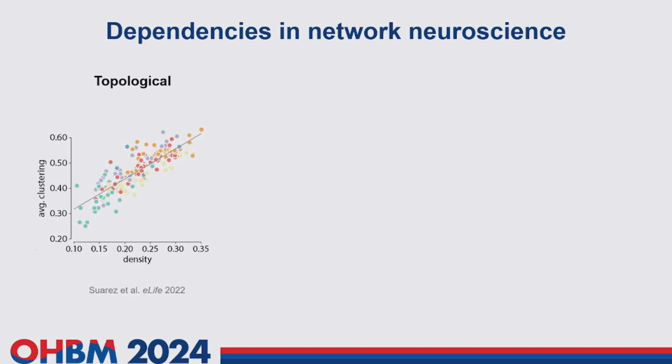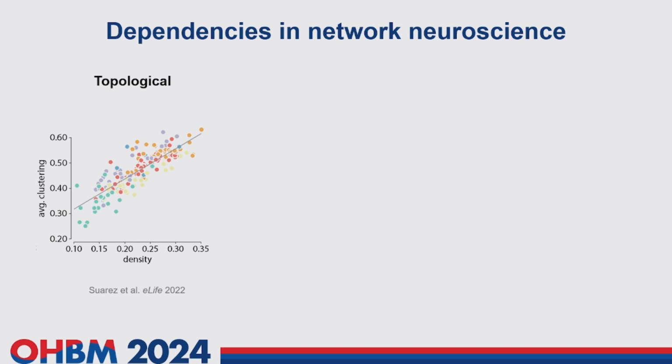So, for example, from the topological or connectivity domain, here you have a result showing a very strong positive relationship between the edge density of connectomes on the x-axis, that is the proportion of possible connections that exist in the network. And on the y-axis you have the average clustering coefficient, which is the proportion of neighbors of a node that are themselves connected on average, so a measure of network segregation. And you see a very strong positive relationship, which is perhaps not surprising, given that the more connections, the more edges there are in a network, the more likely it is that the neighbors of a node are connected.